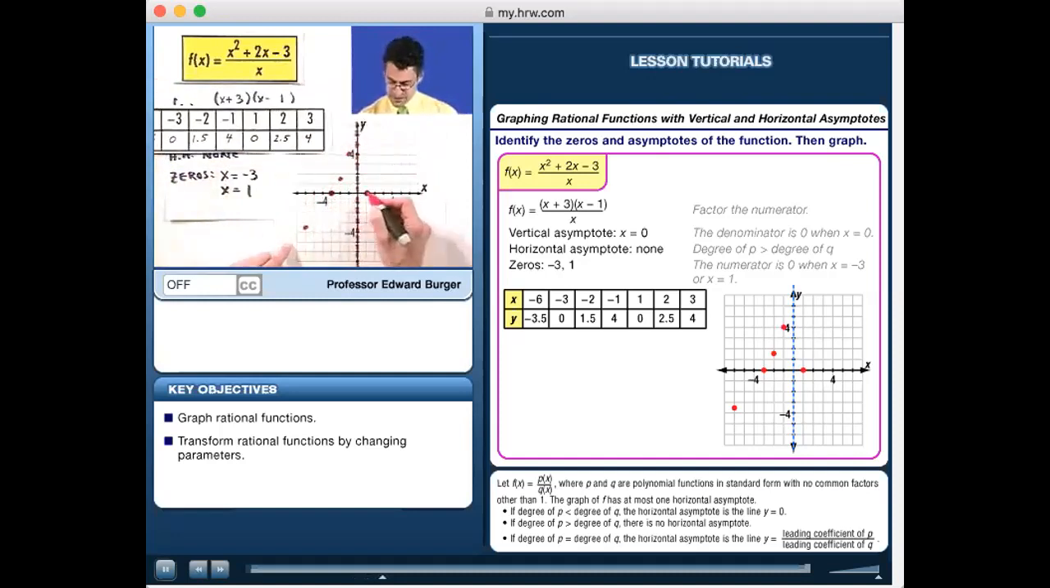Let's take a look at these other points. At 1, I'm at 0. Good. At 2, I'm at 2.5. At 3, I'm at 4. Good enough for me.